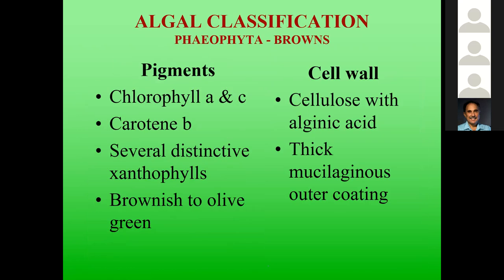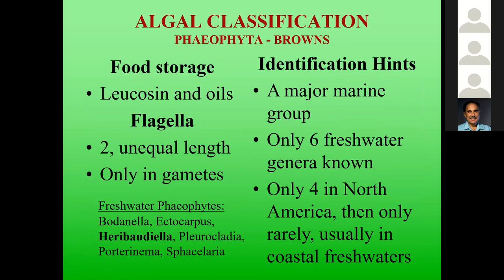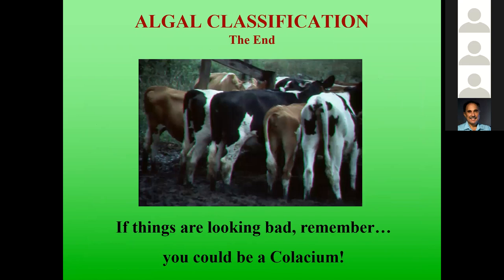And then finally, brown algae. I'll tell you here, there's really like six genera of freshwater phaeophytes. I've never seen one in a sample. So it's not something you really got to worry about. And again, if it's looking bad, remember you could be a Colacium.